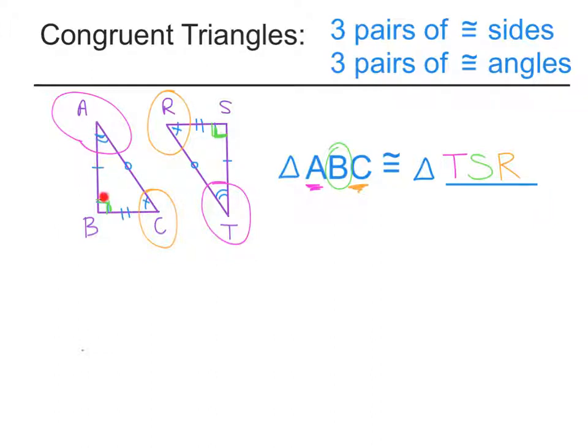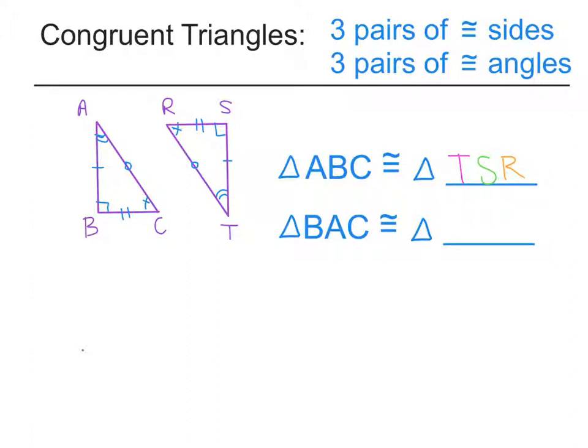Or if you'd rather, side AB, first letter, second letter, matches with side TS, first letter, second letter. Side BC, so second letter, third letter, matches up with SR, which it does. There's the 2 tick marks that make them congruent. My third pair of sides, side AC, that's my hypotenuse, and side TR is also my hypotenuse. So we took a diagram and we came up with a congruent statement.